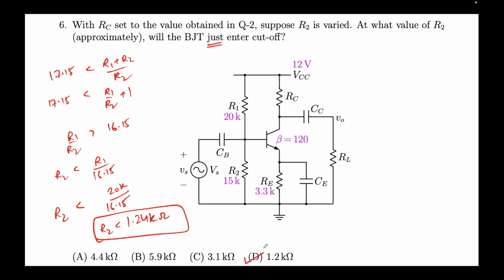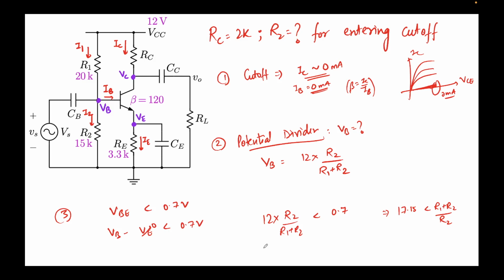So this will be our answer, and let me check the answer key. Yeah, it is indeed option D. So how did we do it? Let me summarize it again. Since we are required to find the value of R2 when we are just about to enter cutoff, we first analyze what cutoff even means. So cutoff means when IC is 0, IB is 0, the transistor is just not working at all. All the currents are 0.